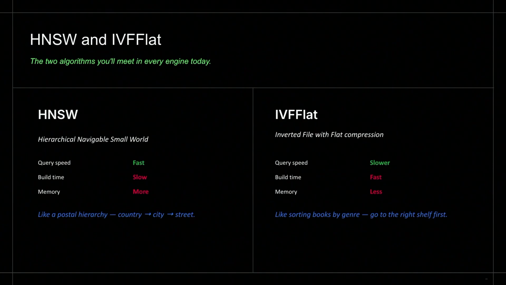So basically, boots will be in a single cluster, red shoes will be in a cluster, then sneakers will be in a different cluster, like that. So you divide the vector space into different clusters and find the answer. The trade-off here is that the build time is fast and the memory usage is less, but the query speed is going to be slower.